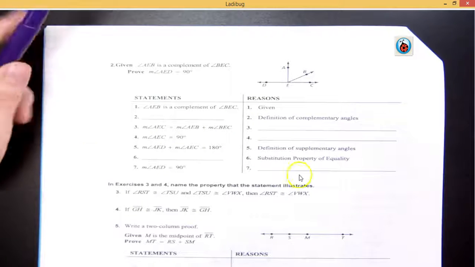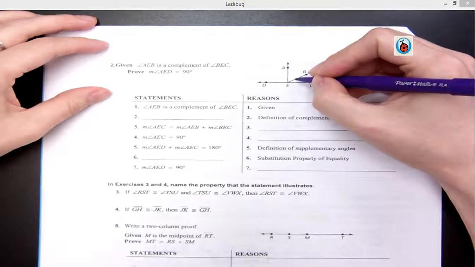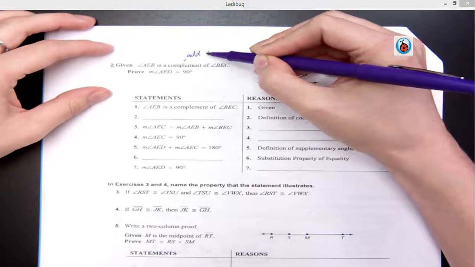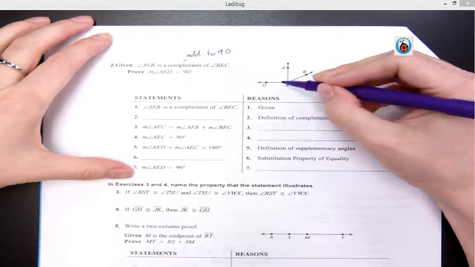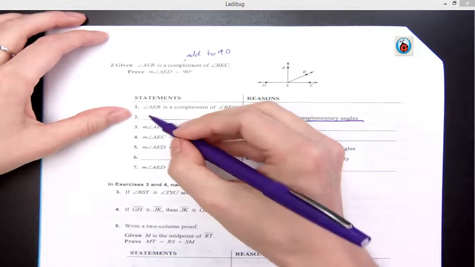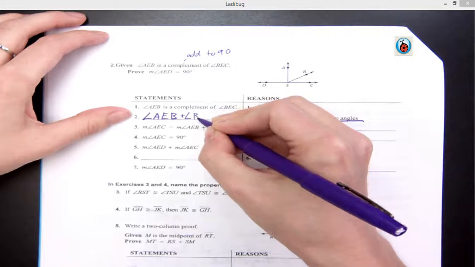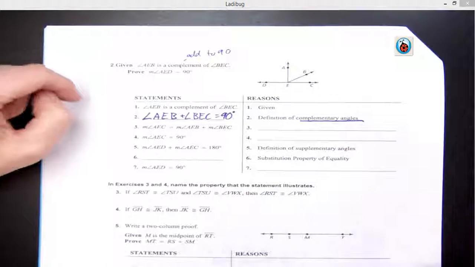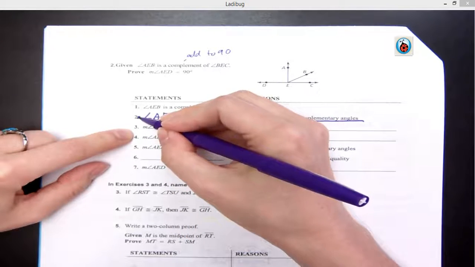And so here it tells us angle AEB is the complement of BEC. And so complement, we know, means things add to 90. And we have the angles here. We're asked to prove that AED also equals 90. So we have our given definition of complementary angles. We know they add up to 90, so I'm just going to write that out as angle AEB plus angle BEC equals 90. Okay, when I see the word complement in there, I'm going to have to show that they add up together. And then this says the measure, and technically this is the measure of each of those angles.